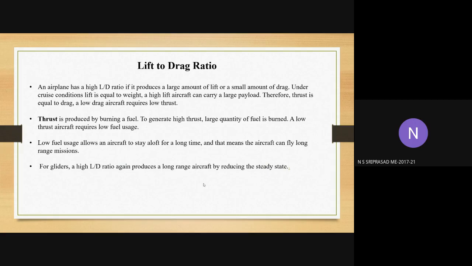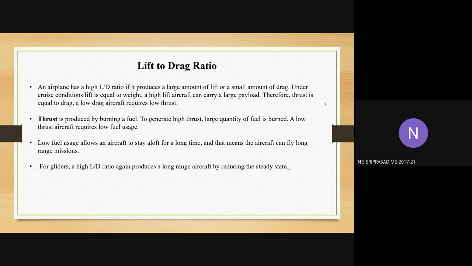Now, the lift to drag ratio is the ratio between the lift force, that is the vertically upward acting force, and the drag force, that is the force which pulls your plane from going forward. So if a plane has a high lift over drag ratio, it produces a large amount of lift for a small amount of drag. These kinds of planes have a greater curvature of the wing itself.